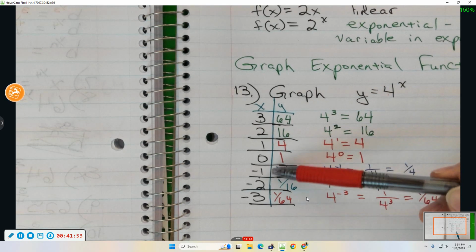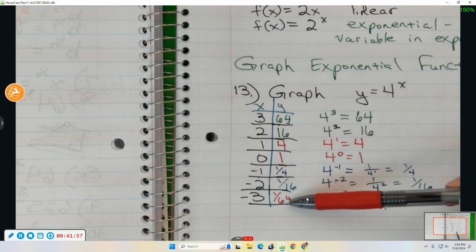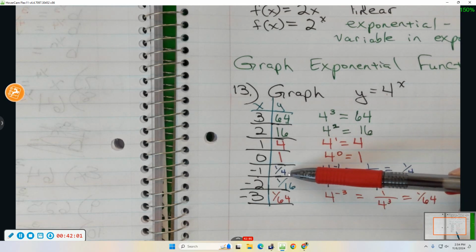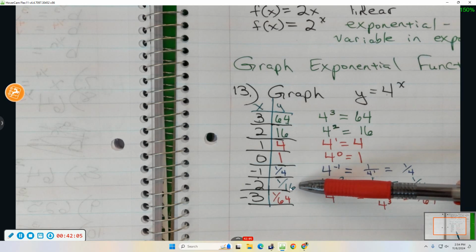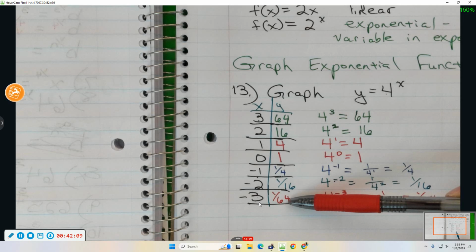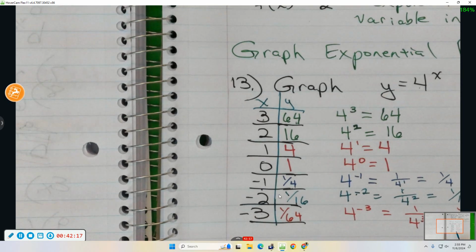Notice, the more and more negative we get, the smaller the y value is getting. We go left 1, we go up 1/4 of a unit. Then we go left 2, only up 1/16 of a unit. Left 3, we're going to have to go up 1/64 of a unit. That's so small, it's probably going to look like the point sitting on the x-axis. Let's draw our xy grid.